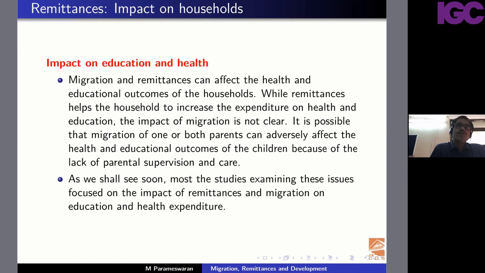So when we evaluate the studies in this context, most of the studies focus on the expense side and the outcome side. Maybe because we don't have data on the outcome side, the number of studies is very low.